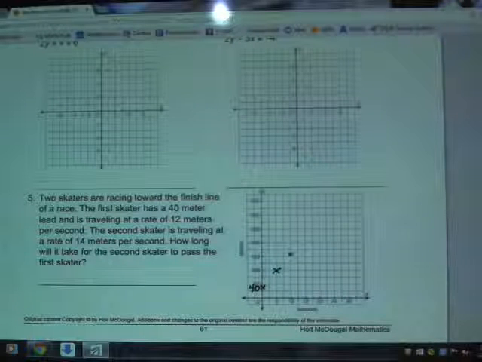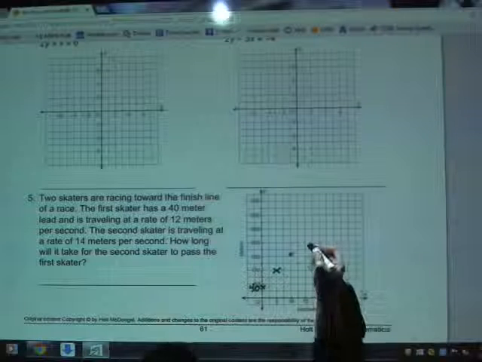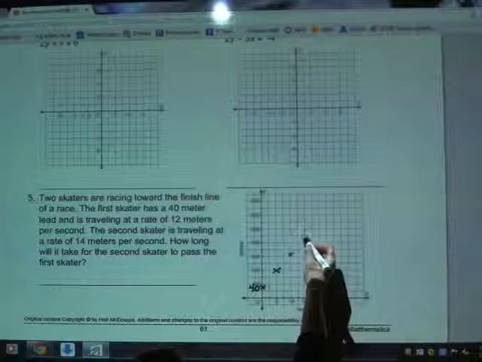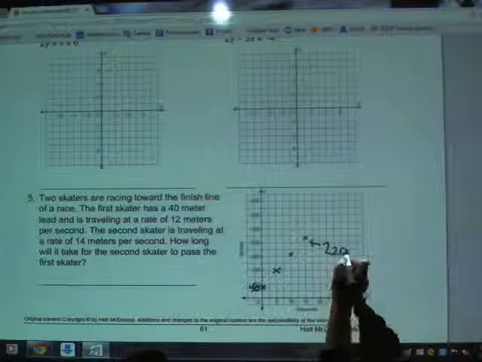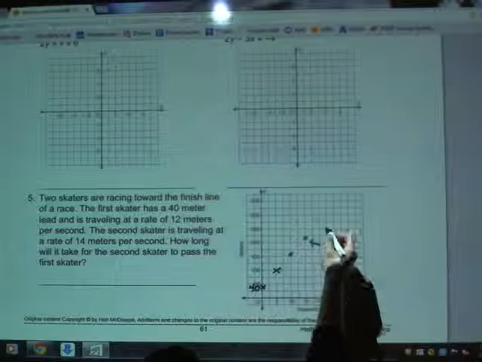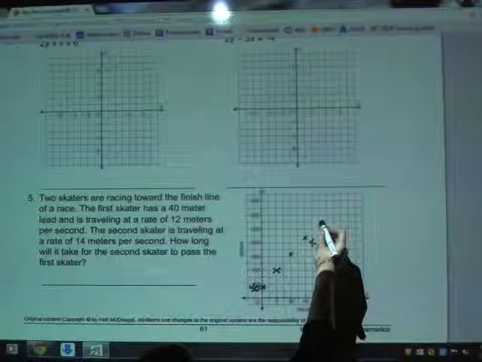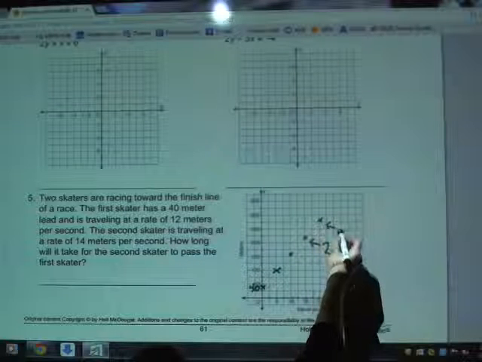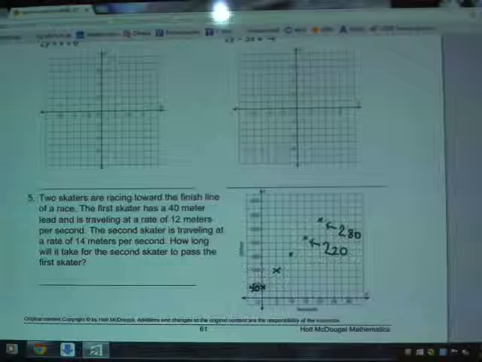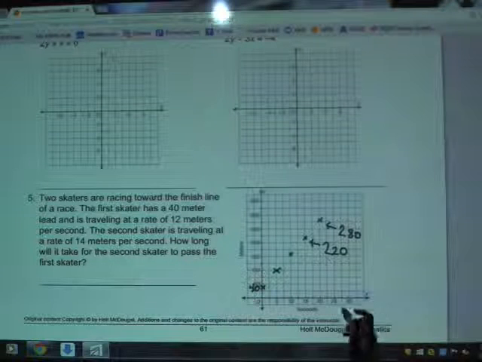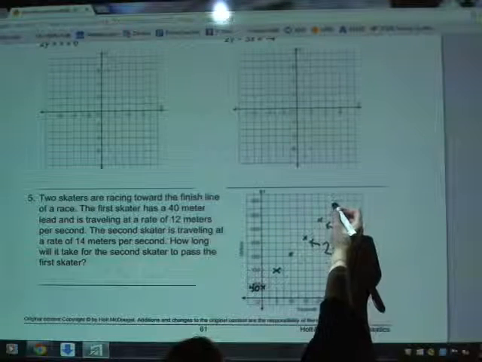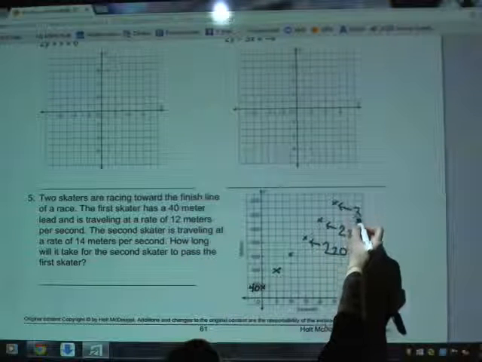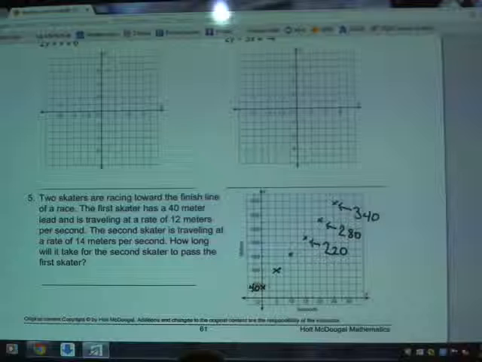Another 5 seconds out, and they're going to be at 220 meters. Another 5 seconds out, and they'll be at 280 meters. Another 5 seconds out, and they'll be at 340 meters, which is right near the top of my graph because my top marker there only goes to 350. So there's that all set up.